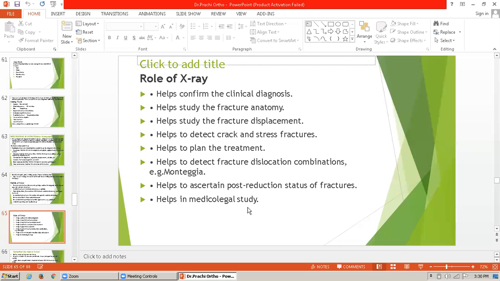So, the role of the X-ray in the case of a fracture is to confirm the clinical diagnosis, to study the fracture anatomy, then fracture displacement, to detect crack and stress fractures, to plan the treatment, to detect the fracture dislocation combination, to ascertain the post-reduction status of the fracture, and also to help in medico-legal study.